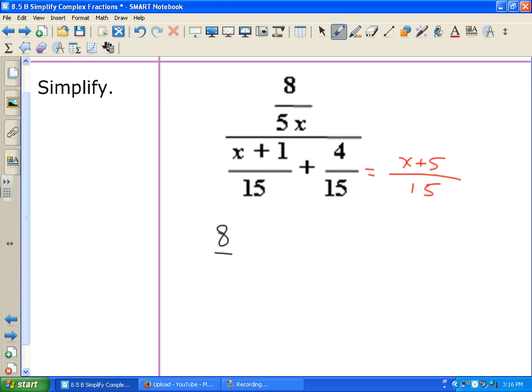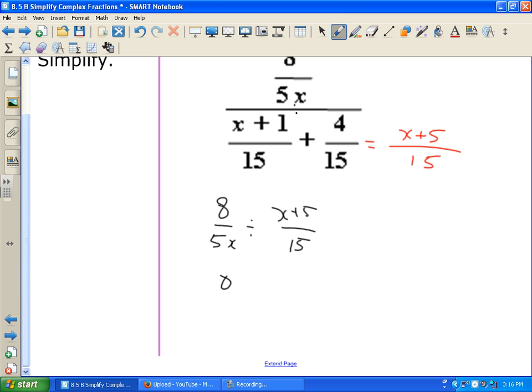So 8 over 5x divided by, remember there's my divided by sign, x plus 5 over 15. I will change my division to multiplication and multiply by the reciprocal.